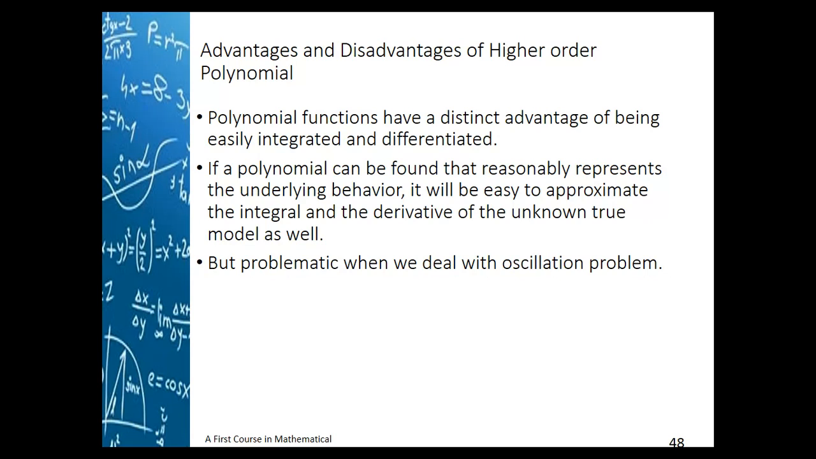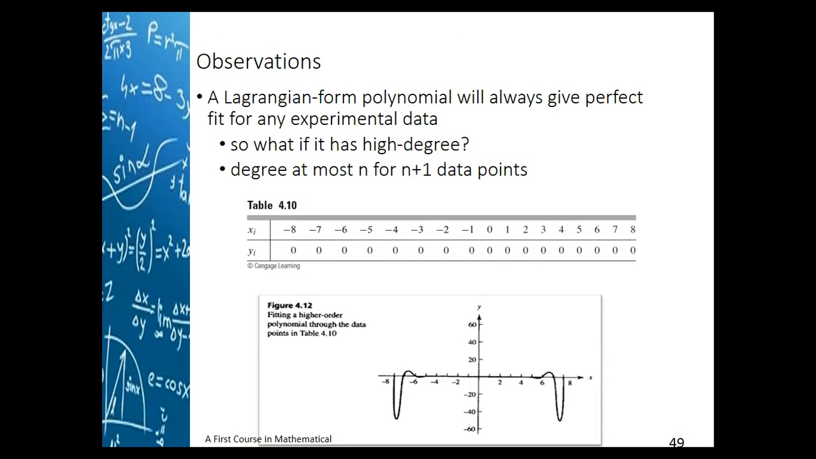Here I'll show a little bit of the advantages and disadvantages of a higher order polynomial compared to the previous one. As I mentioned earlier, it is easier for you to integrate and differentiate, and it is able to represent most of the underlying behavior. But the problem, this one is the most significant problem: when we are dealing with a polynomial form, we tend to have oscillation problems. What is the oscillation problem? I'll give you an example of this.